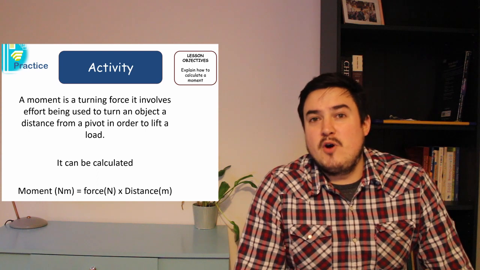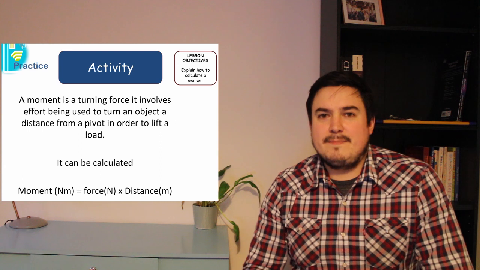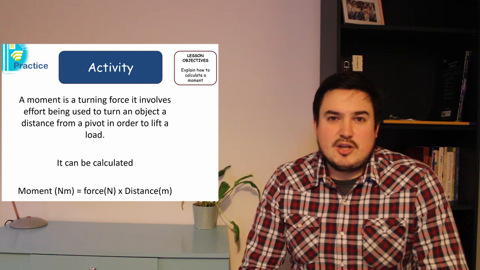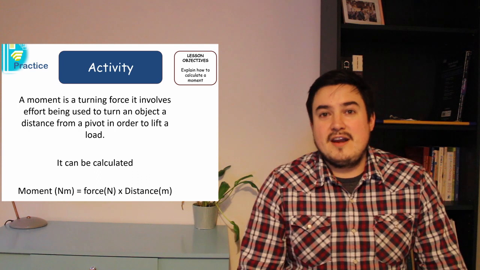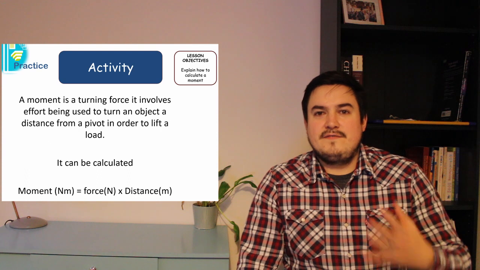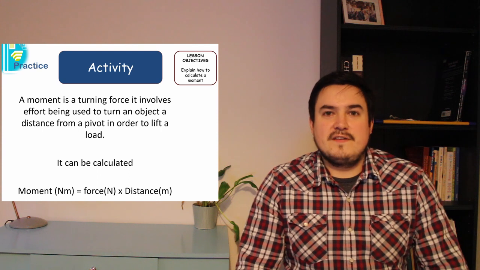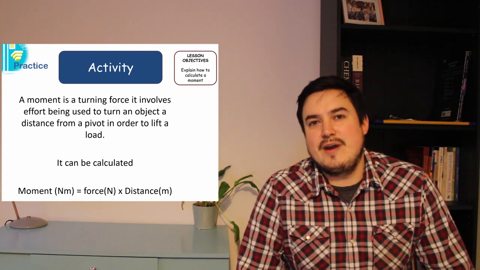We can calculate moments using this formula. The moment is the force multiplied by the distance. So say you've got a 50 Newton force, 5 meters from a pivot, you are then applying a moment in total in Newton meters of 50 times 5, which is 250 Newton meters. You're increasing the size of your force because it's a certain distance away from that pivot.